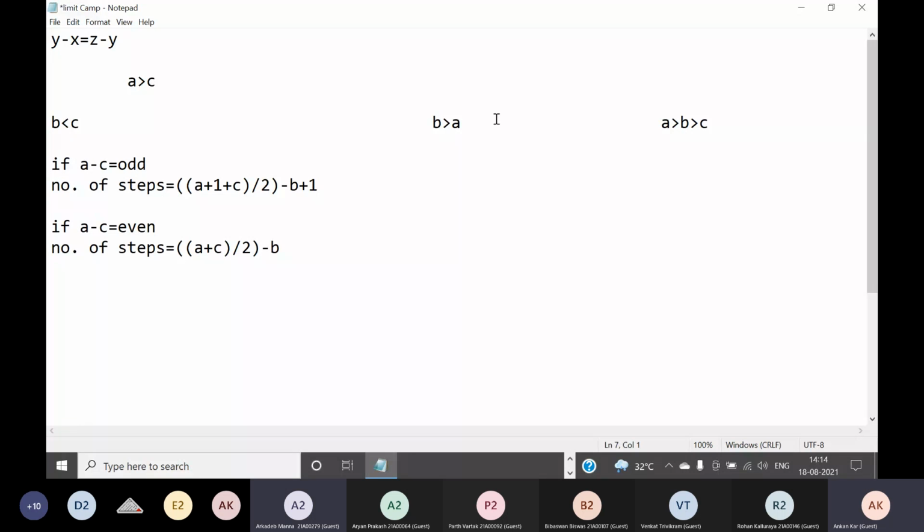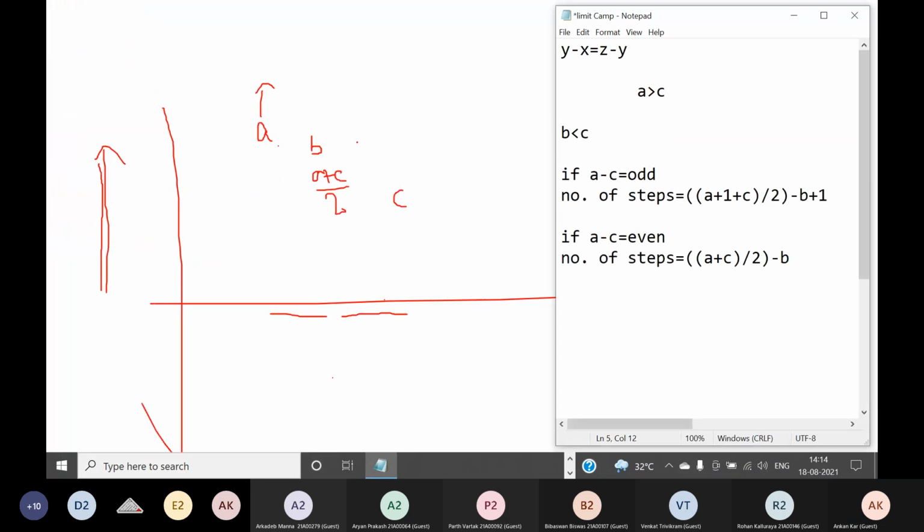What case are you taking? I'm taking this case, b greater than a. You can turn the whole graph upside down, the graph I drew, this one. You can turn it whole upside down by 180 degrees. You can see that if b is greater than a, it will become a reflection. You can totally make b less than both a and c. You can reflect it about the x-axis.